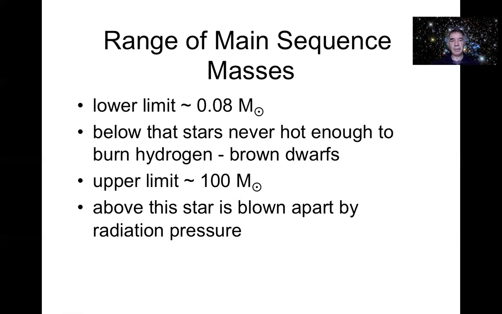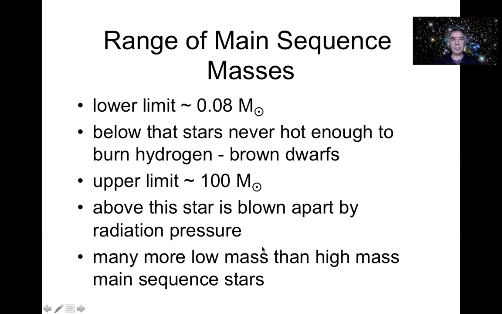So the limit at the top end is set by radiation pressure, and any stars more massive than that would basically blow themselves apart. Not explosively, but generally. That explains this range of 3 orders of magnitude in masses. I've just added another little point on here. You might have noticed it on a previous plot, that there are many more low mass stars than there are high mass stars on the main sequence.